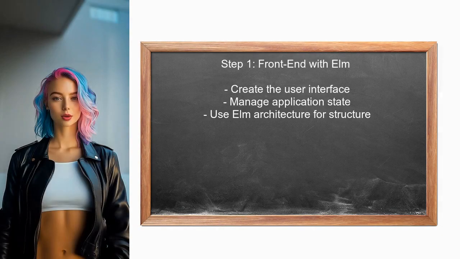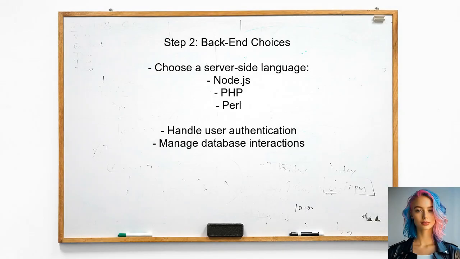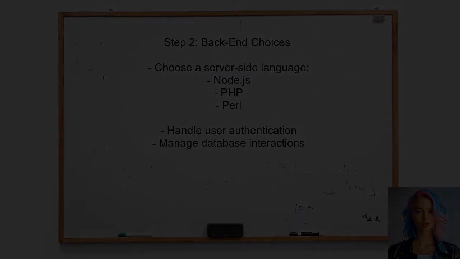To begin with, Elm will handle the front end of the application. This means the user will create the user interface and manage the application state using Elm's architecture. Next, for the back end, the user can choose a server-side language like Node.js, PHP, or Perl. This part will handle user authentication and database interactions.